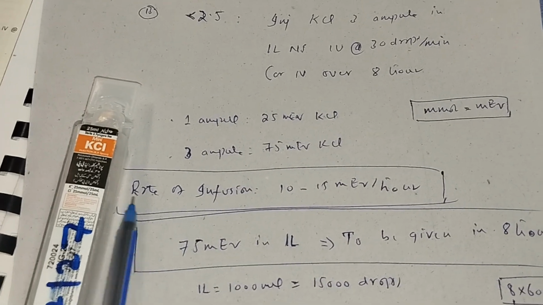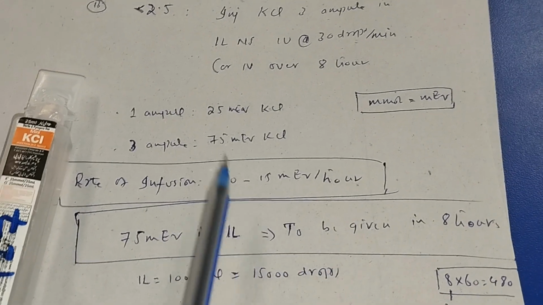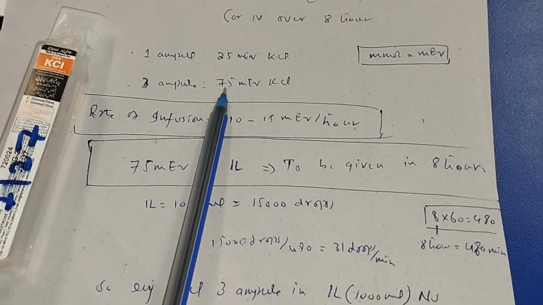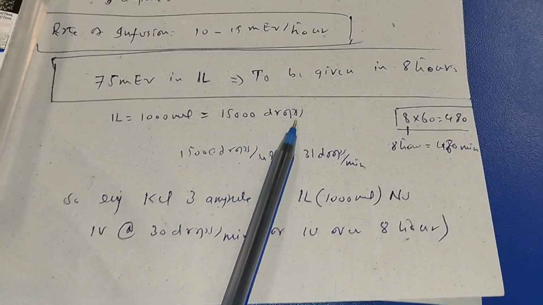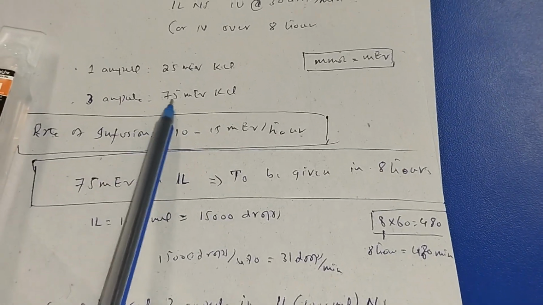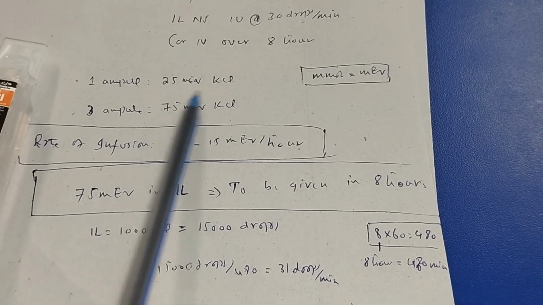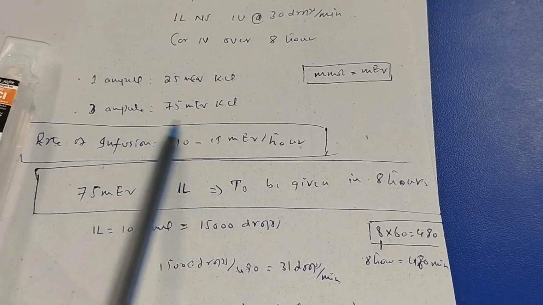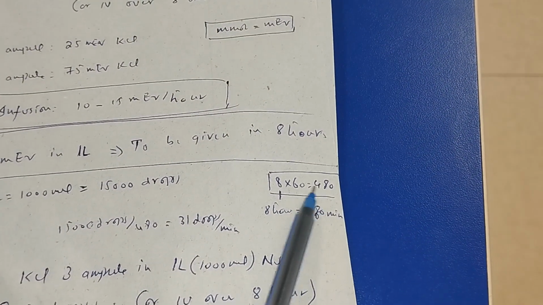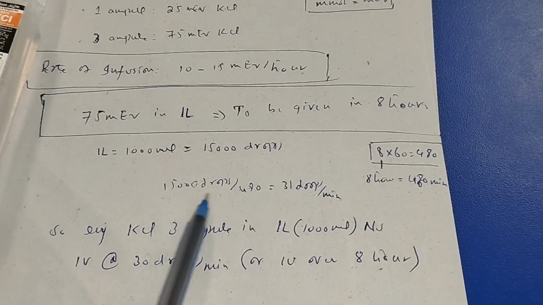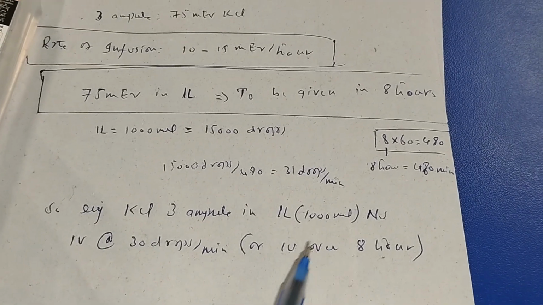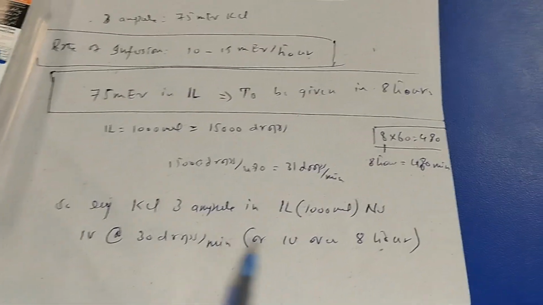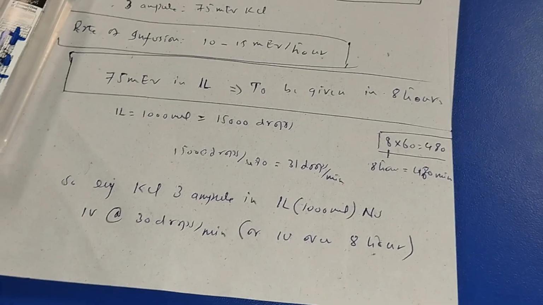Now as I said, the rate of infusion will be 10 to 15 MEq per hour of this KCL. Now this 75 MEq KCL we are giving by mixing it with 1 liter normal saline. As I said, 1 liter normal saline has 15,000 drops, and we should give it in 8 hours, because now we are giving 75 MEq of KCL, so it will be 7.5 hours, most probably we will say 8 hours. So 8 hours is equal to 480 minutes. Now 15,000 divided by 480 becomes 31 drops per minute. It means that we will give 30 drops per minute. If you are giving 30 drops per minute, it will complete in 8 hours.